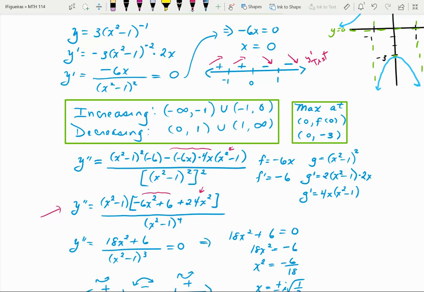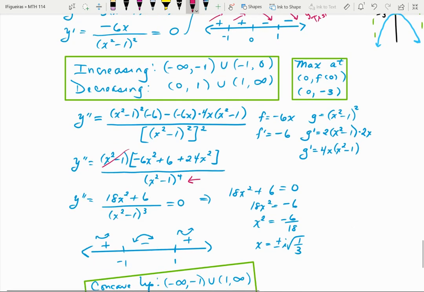Okay, so factor that out, and then you want to combine like terms inside of the bracket and also cancel the x squared minus 1. So this one here will cancel with 1 from here. So in the next line, you see that I have x squared minus 1 to the third instead of to the fourth because it canceled. And inside the bracket, that's simplified to the numerator, which is 18x squared plus 6.